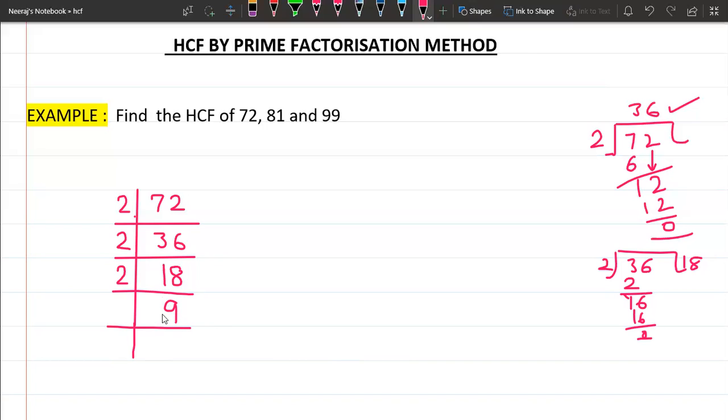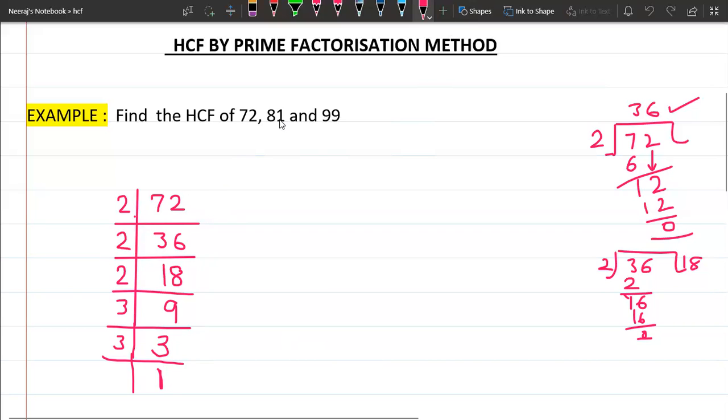So it will be divisible by 3. We will divide 9 by 3. 3 3s are 9. The quotient you have to write down. Now we have to check this number is going with the number itself, that is 3. 3 ones are 3. Children, you have to stop here. Once you get 1 in the quotient, it means you have to stop the division. Then we write the prime factorization at the last.